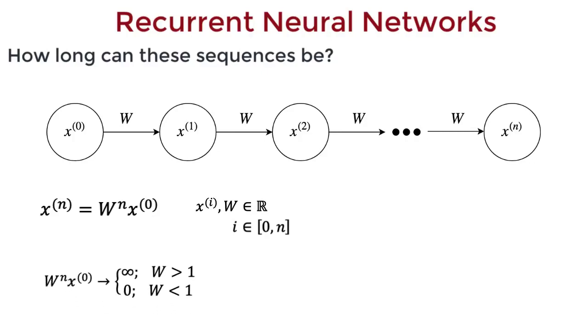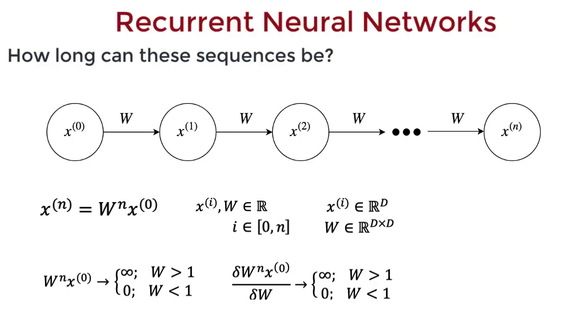Well, if w is slightly greater than 1, then w to the n x0 explodes. And if w is slightly less than 1, then w to the n x0 would tend to 0, or would vanish. Because the forward propagated values explode or vanish, the same will happen to its gradients. We could generalize this to matrices as well. xt could be a vector, and w could be a matrix transformation.